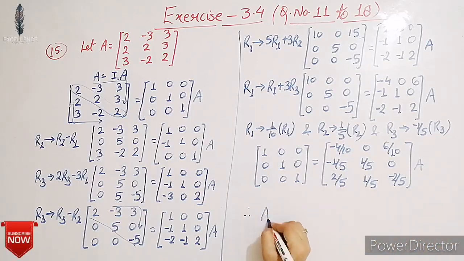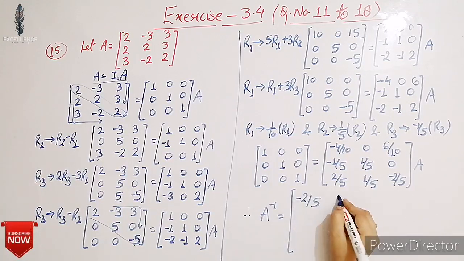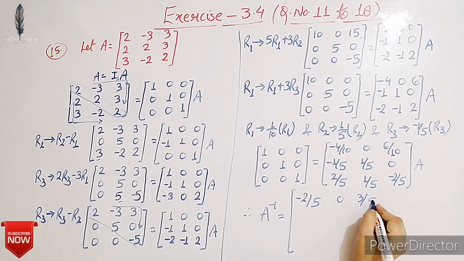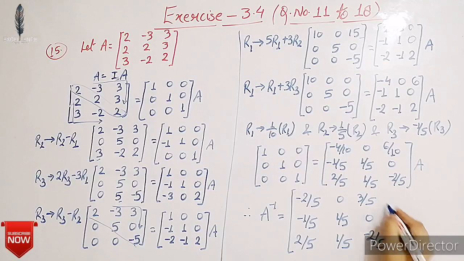So the required inverse is minus 4 by 10, that is minus 2 by 5, here 0, it's 3 by 5, R2 is minus 1 by 5, 1 by 5, 0, and R3 is 2 by 5, 1 by 5, and minus 2 by 5. Clear?